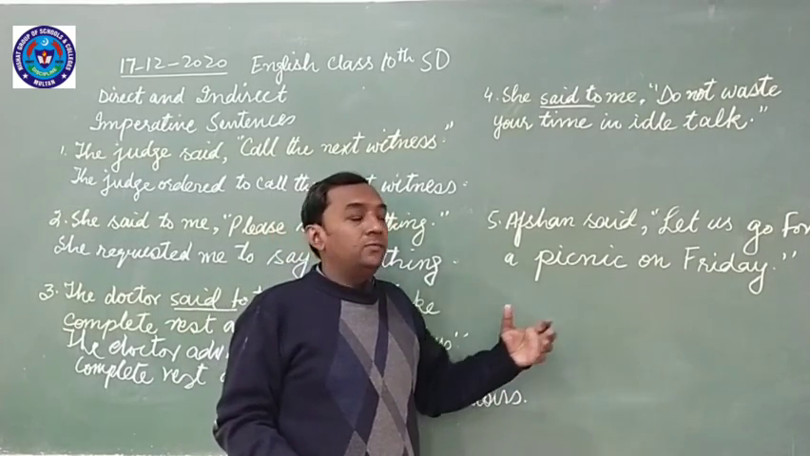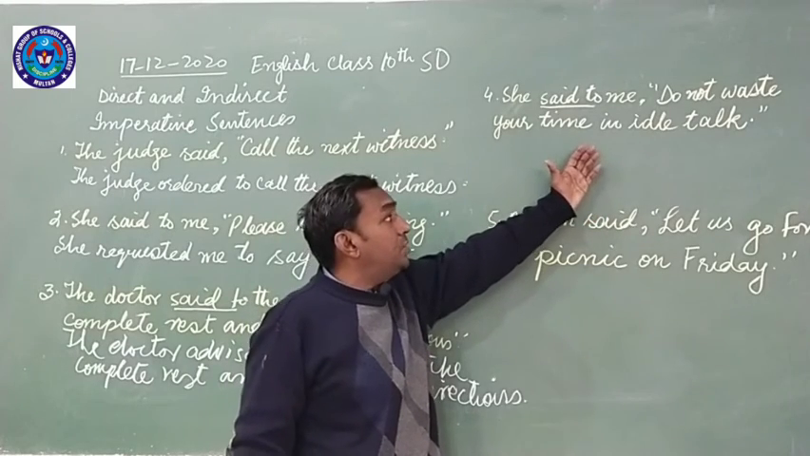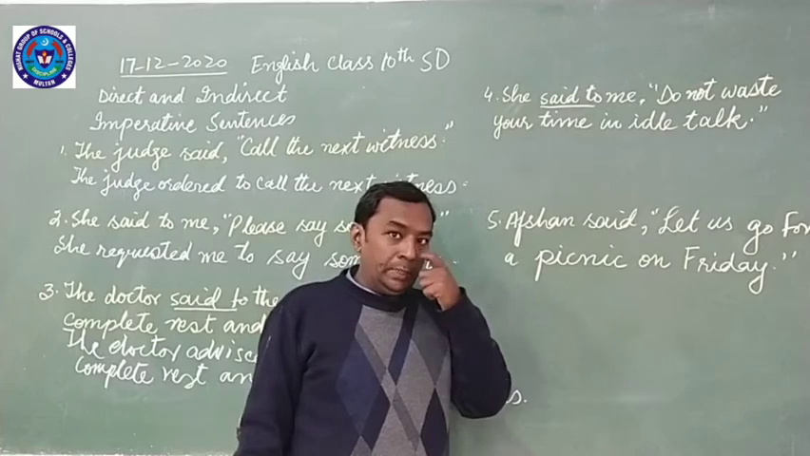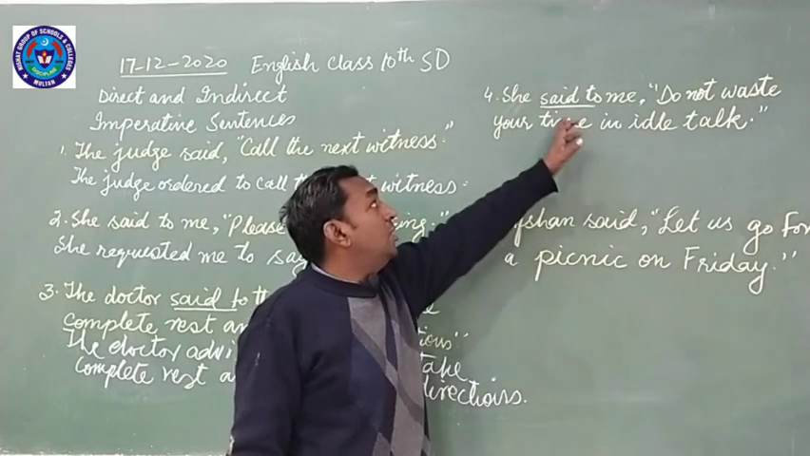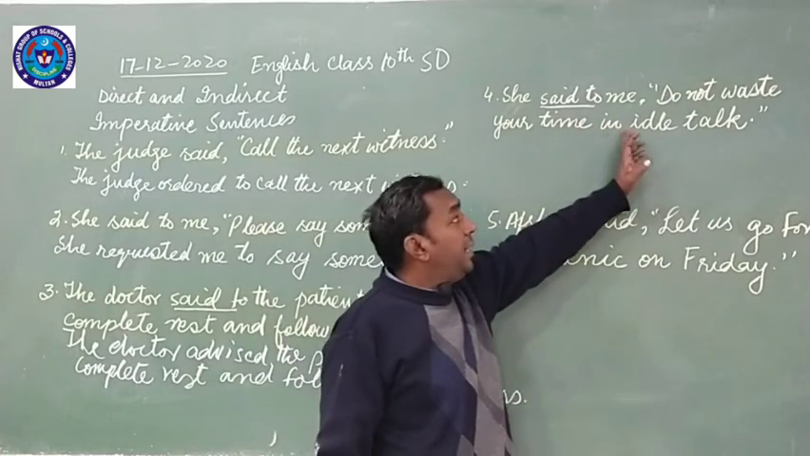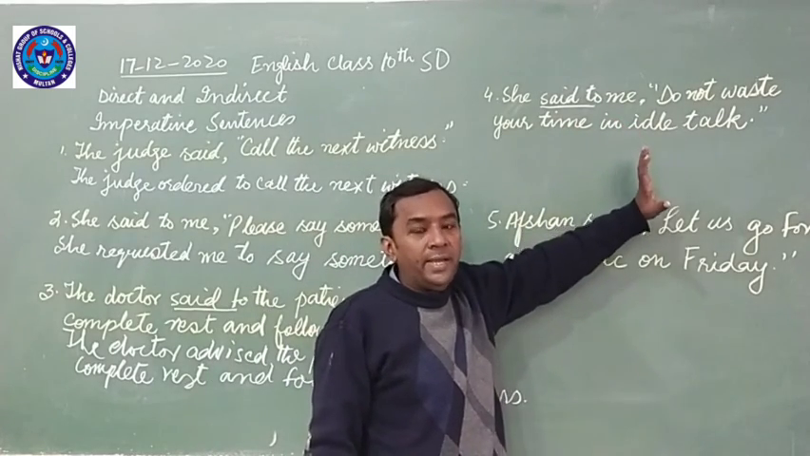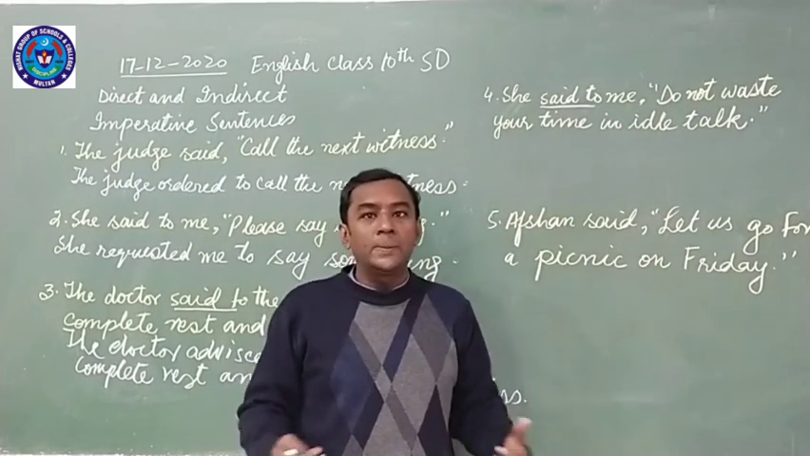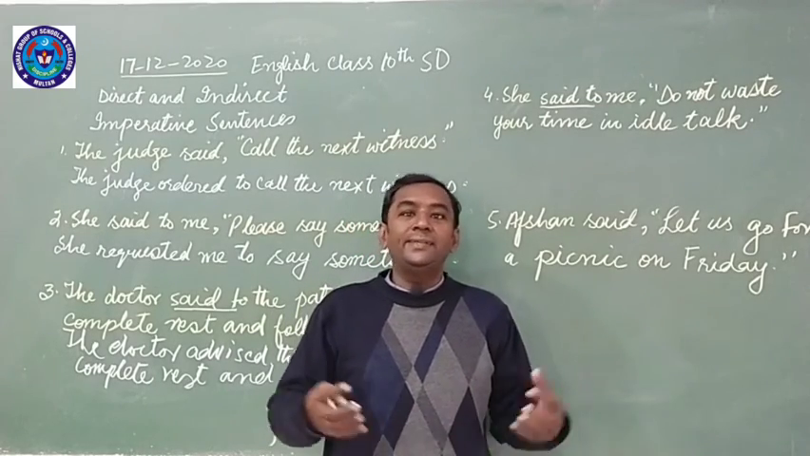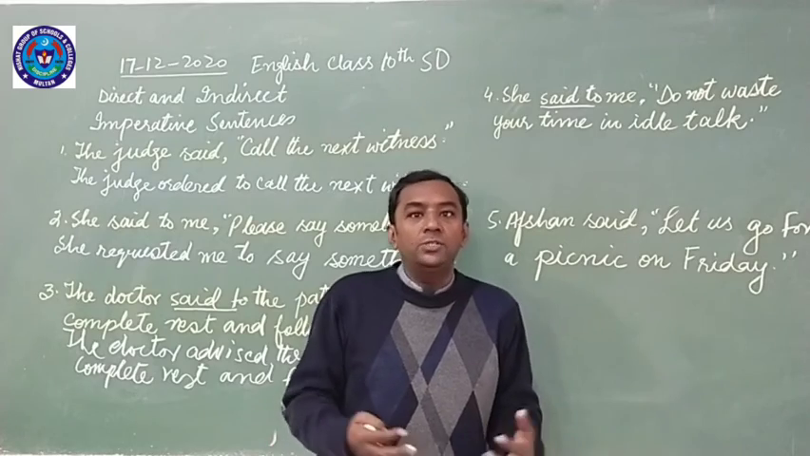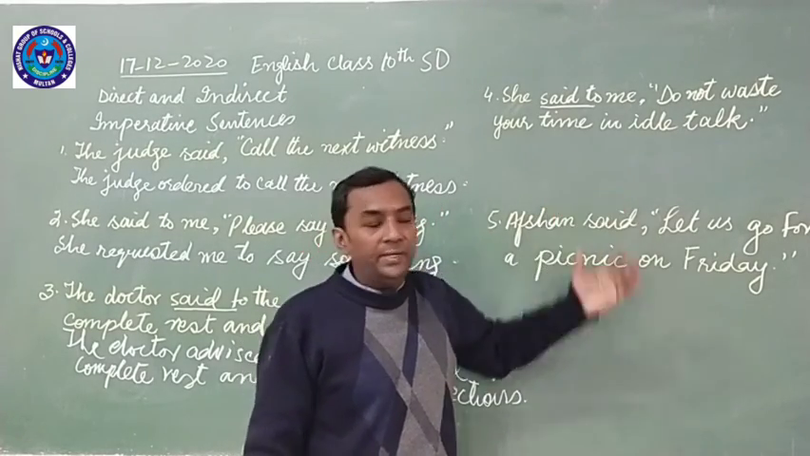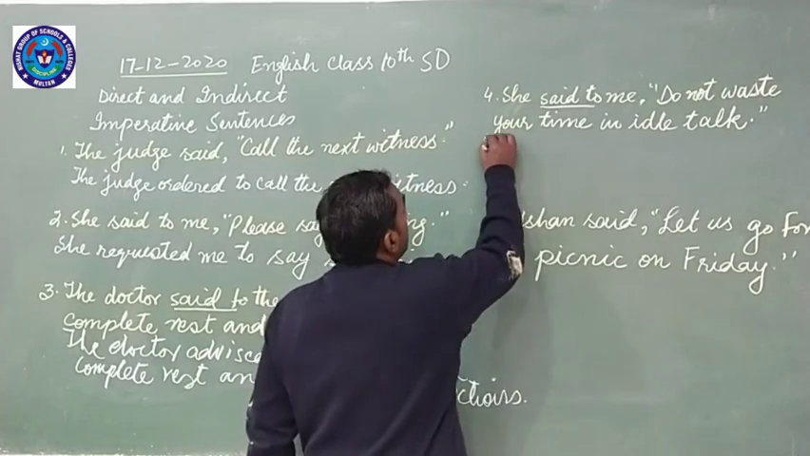Another sense that we get from this do not waste your time in idle talk is advice. But we must always choose forbade as our option. And when we are going to use forbade, it means we will not use the not in the same sentence, because forbade is itself a negative word. So there is no need now to use not with the verb forbade. This sentence will be changed.